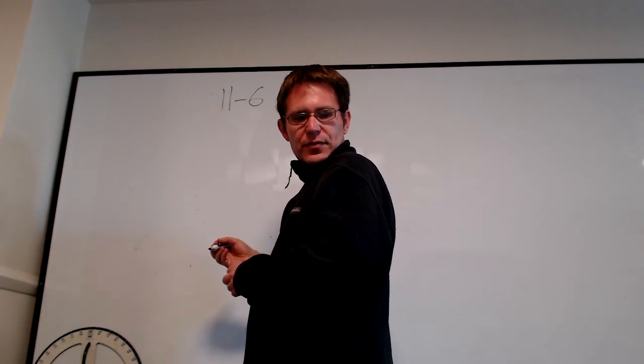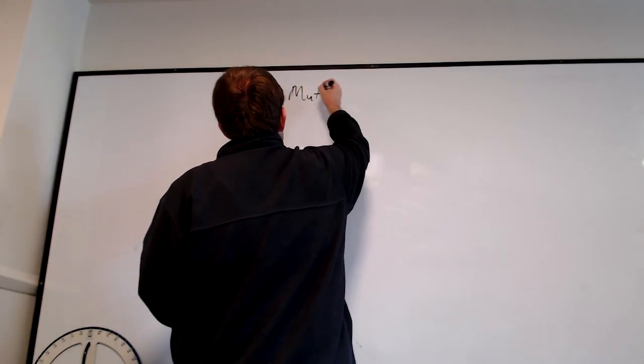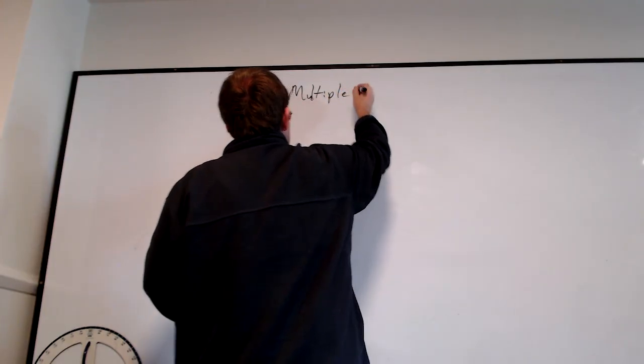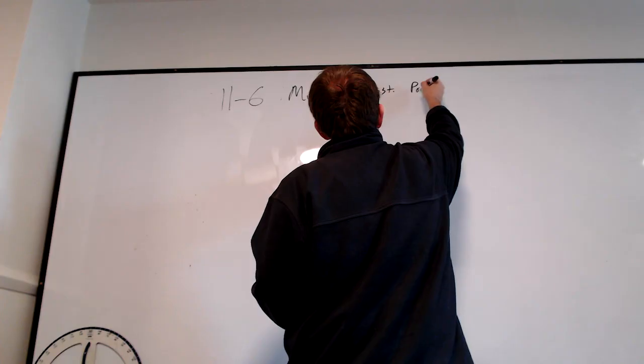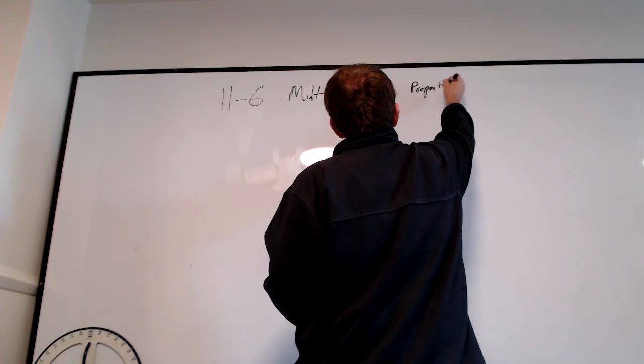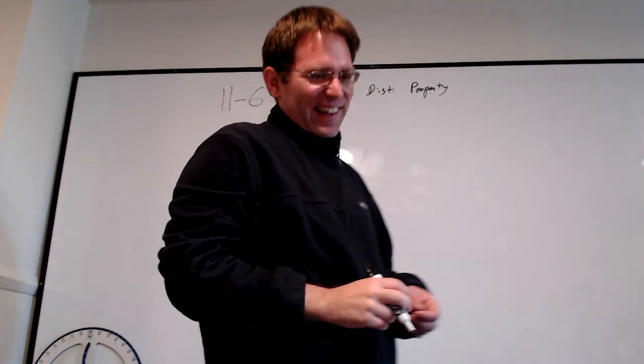So this is the multiple distributive property. Something like that. Okay.